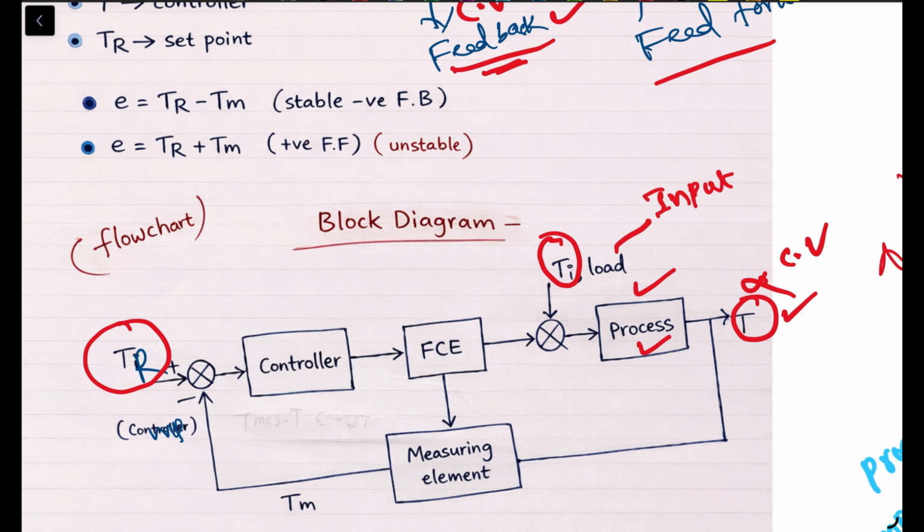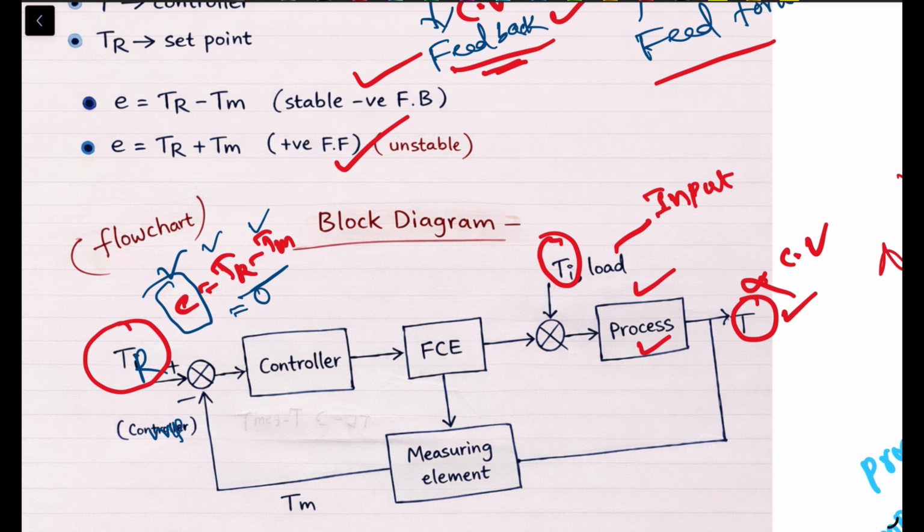Then we also discussed positive and negative feedback. What is the meaning of negative feedback? What is the meaning of positive feedback? In negative feedback, the error is equal to TR minus TM, where TR is the set point and TM is the measured variable. The objective of a negative feedback control system is to minimize the error, ideally making it equal to 0.